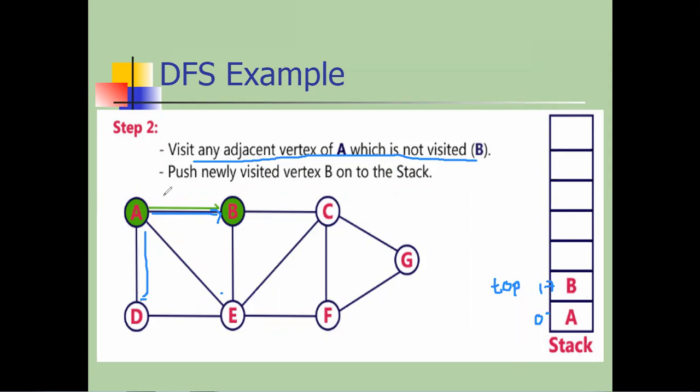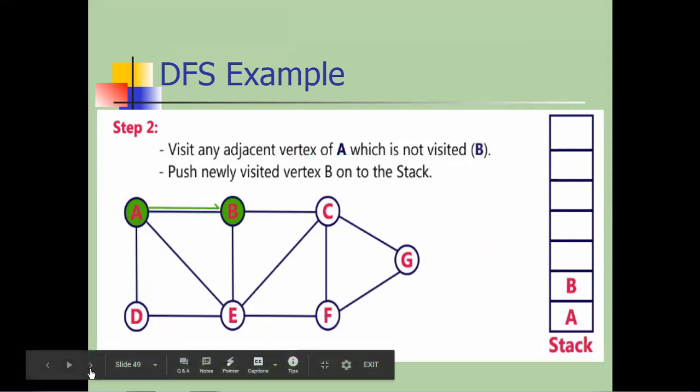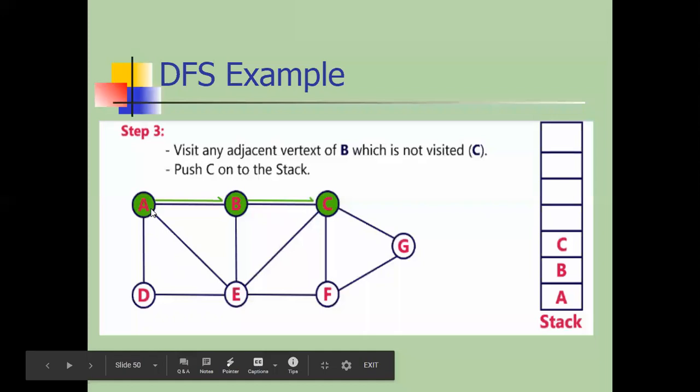It is not necessary that after A we always have to select B. It's not like that. You can select D as well as E. It's up to you, because what are the adjacent of A? That is B, E and D. So I hope everyone is clear now. Fine. We'll see the next step so that you can easily understand.